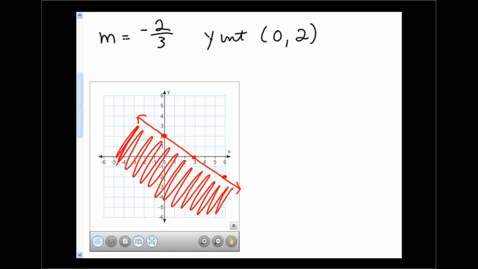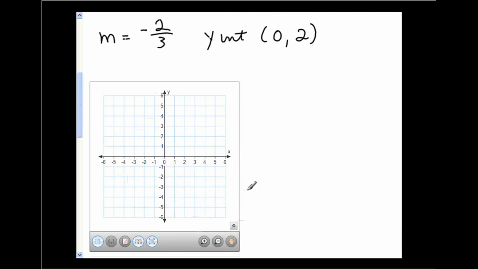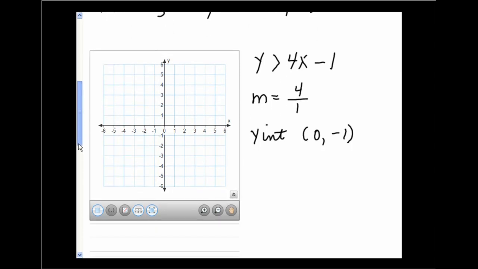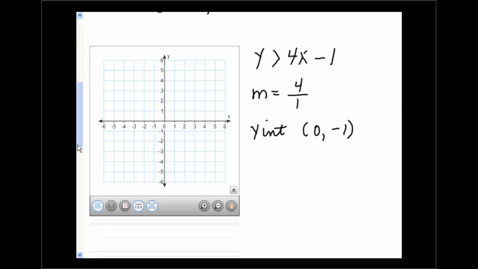All right, let's do another example. And this example will be y is greater than 4x minus 1. Now in this inequality, what is the slope? The slope is 4 over 1, because we want to see the rise and the run. Write that integer as a fraction, so you can see the rise over run. And the y-intercept will be 0, negative 1. So let's plot that ordered pair, that y-intercept, and use the slope to graph the boundary line.